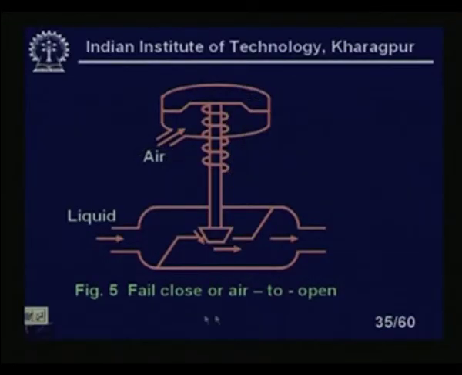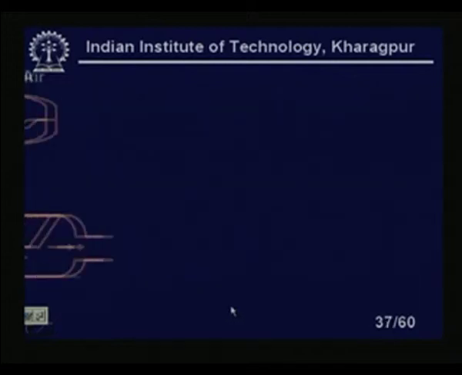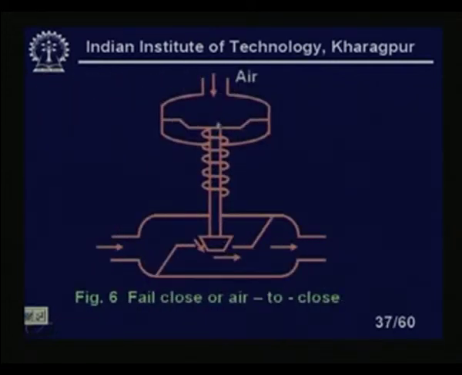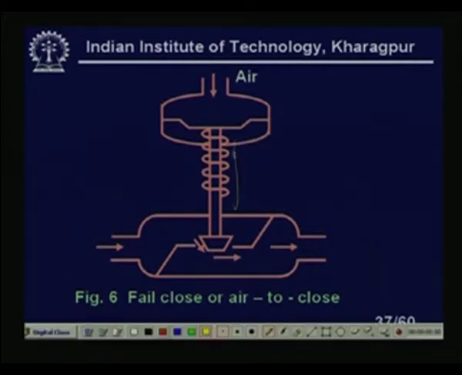And what I have shown next is called air to close, that we have seen. Normally the spring will always try to expand in this direction when there is no air. So it will open it, because if we have a plug fixed here, it cannot move in this direction, there is a diaphragm here, so it will move upwards.